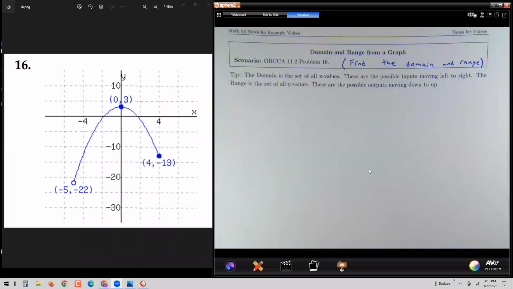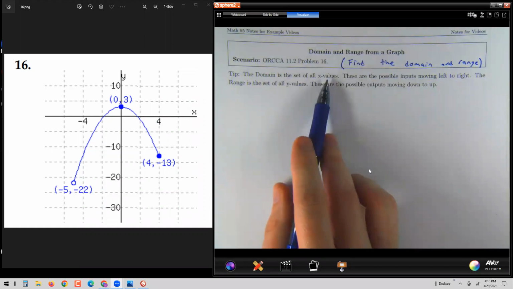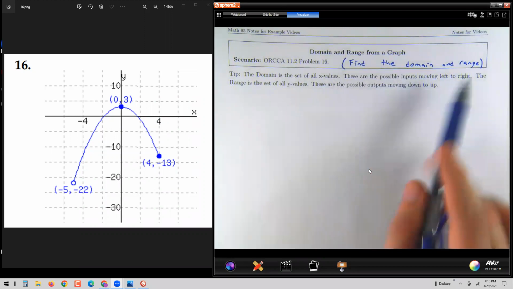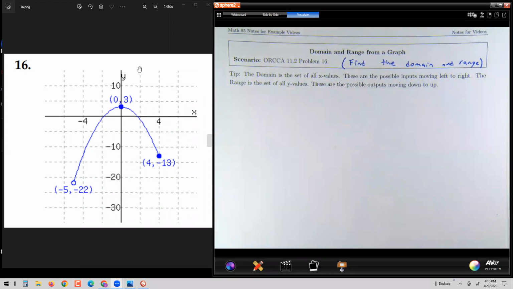Let's take a look at domain and range from a graph. So the domain is a set of all x values. This is the numbers that you'll see as you're moving from the left to the right of your graph. So I've got this graph here, and I'm noticing that it starts at an x value of -5, and then moving to the right. So I'm going left and right. -5, and the graph keeps going all the way up to an x value of 4.